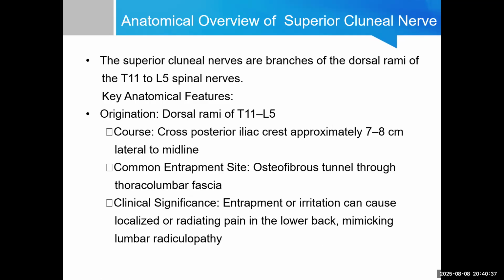So, anatomical overview. Dr. Chandramukhi has talked in detail, but this paper does not talk about the middle cluneal nerve. It just talks about the superior cluneal nerve. It arises from the dorsal rami of T11 to L5, as we just saw, and there could be various permutations and combinations. The key anatomical feature is its course. When it originates, it courses over the posterior iliac crest, approximately 7 to 8 centimeters lateral to the midline. There could be an entrapment site like an osteofibrous tunnel through the thoracolumbar fascia. And the clinical significance is that entrapment or irritation can cause localized or radiating pain in the lower back, mimicking lumbar radiculopathy.